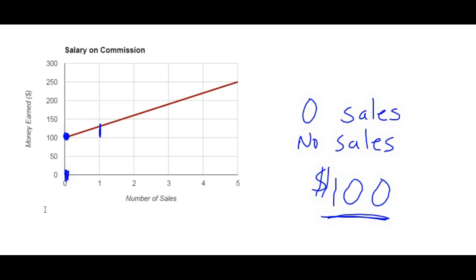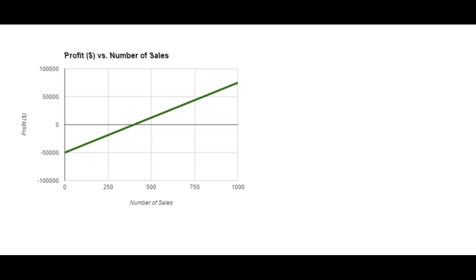So what is the meaning of the y-intercept in this case? It means that's what his salary is just for showing up. So his salary without commission added on.